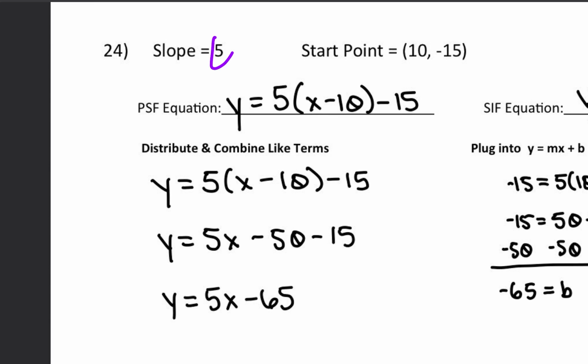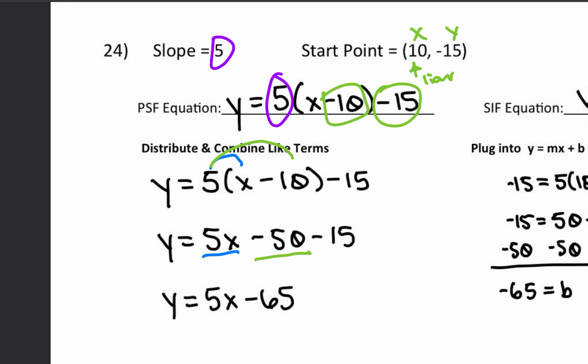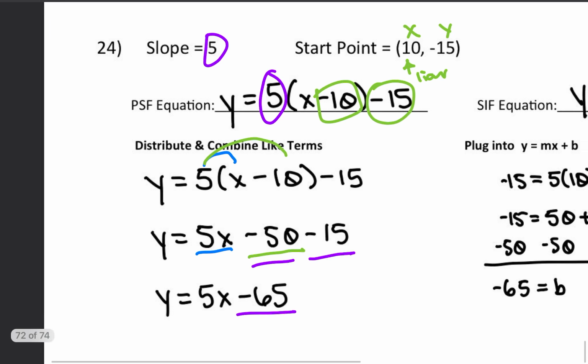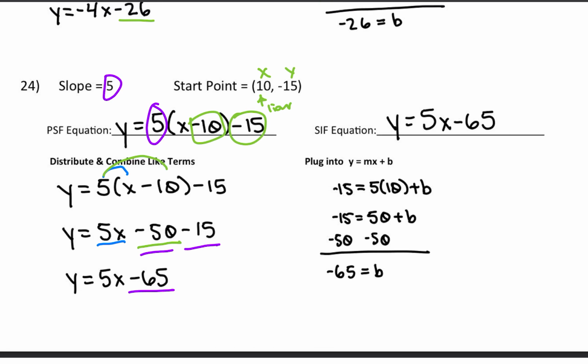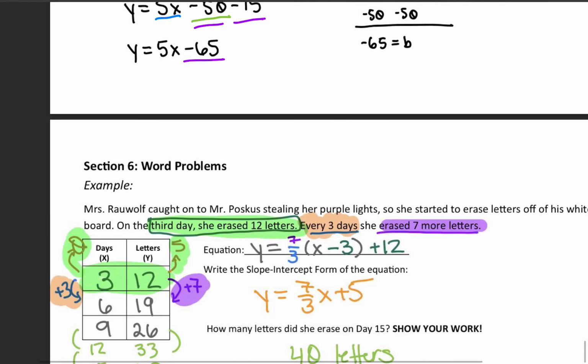Number 5 here, our slope is 5, and our x value is 10. Our y value is -15, so we have to do the opposite because x is a liar. When we use point slope form to distribute, 5 times x is 5x, 5 times -10 is -50. -50 minus 15 gives us that -65. So that's why our slope-intercept form is y is equal to 5x minus 65.